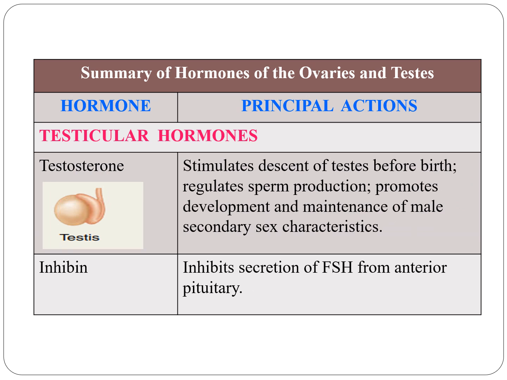Now coming to testicular hormones, the first is testosterone. It stimulates the descent of testes before birth, regulates sperm production, and promotes development and maintenance of male secondary sex characteristics. The next is inhibin. It inhibits the secretion of FSH from the anterior pituitary.